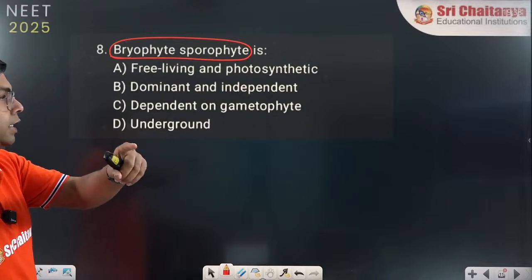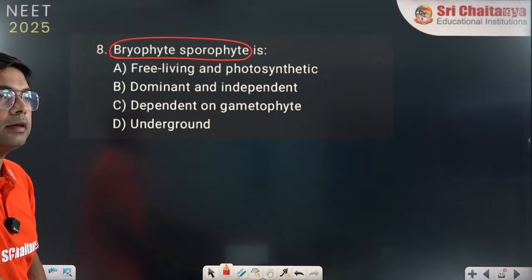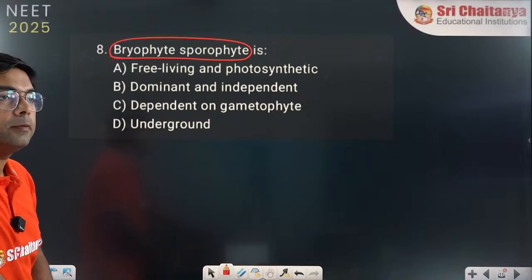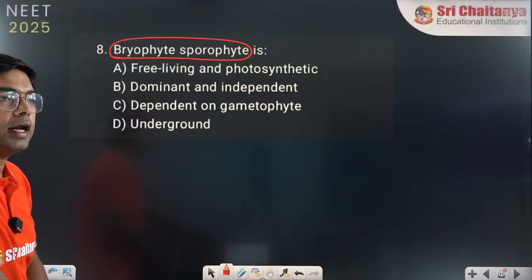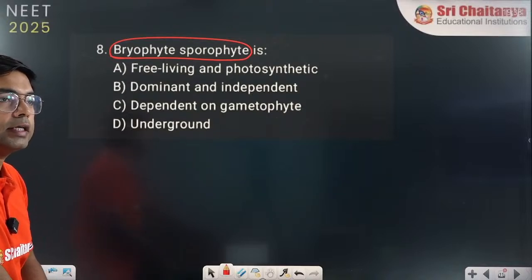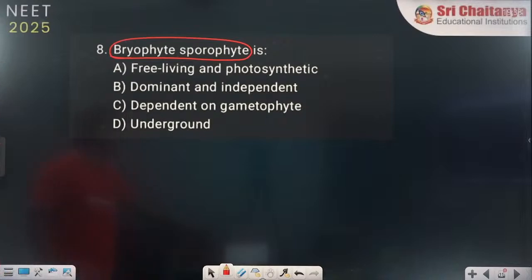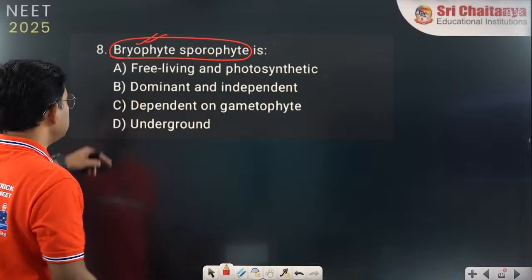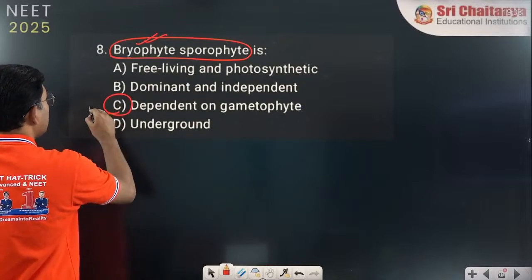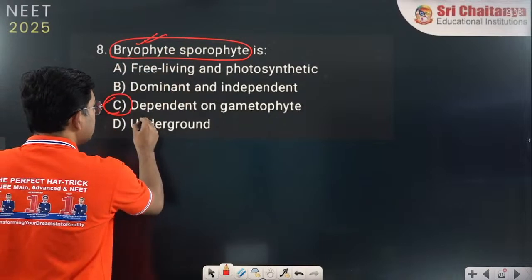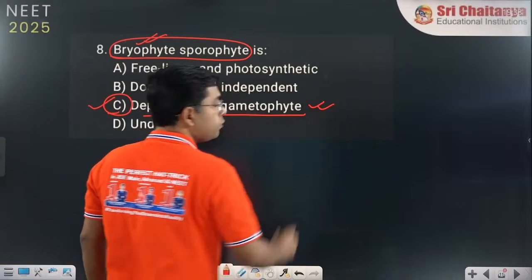Okay, so I am starting to get the answers. Yes, Khalil, Bhaskar, Charni, Vijay, very good. All of you are answering C. Sheikh, Suma, Litesh, Reshma, Lakshya, Janu, all of you are answering C. So bryophyte sporophyte is dependent on gametophyte, right?